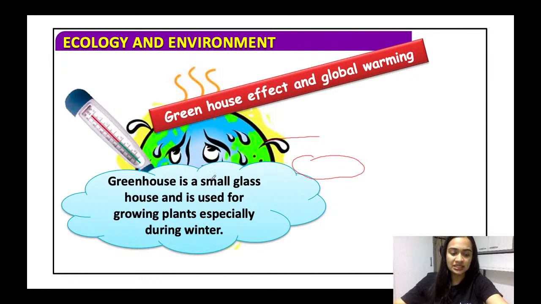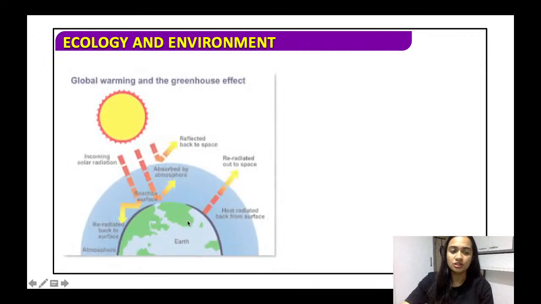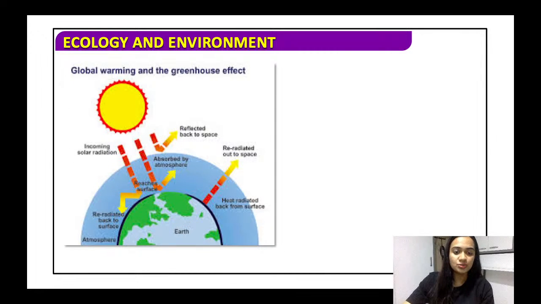So greenhouse basically क्या है? Greenhouse is basically like a small house which is entirely made up of glass, and it is used for growing plants especially during winter. ठीक है, तो ये ग्लोबल वार्मिंग का एक डायग्राम है जो बहुत ज़्यादा इंपॉर्टेंट है.